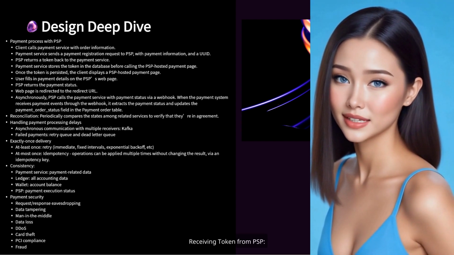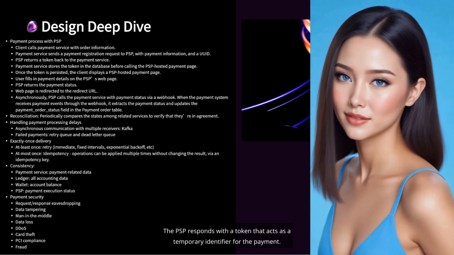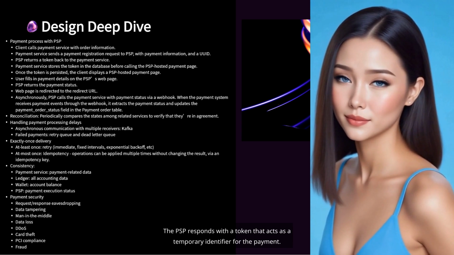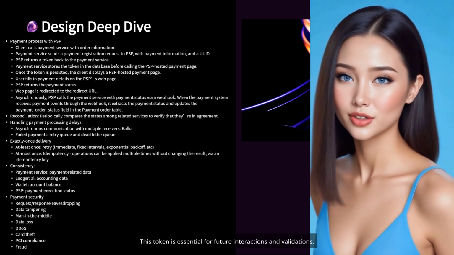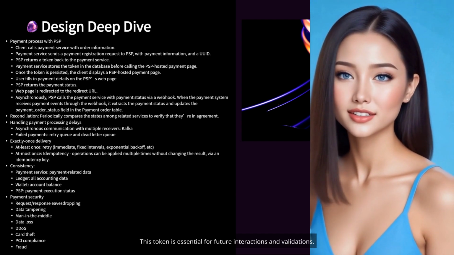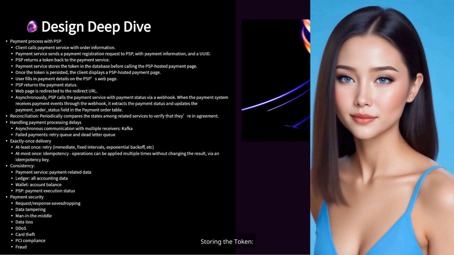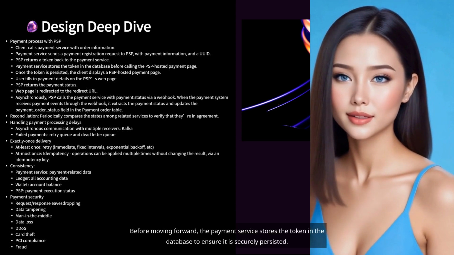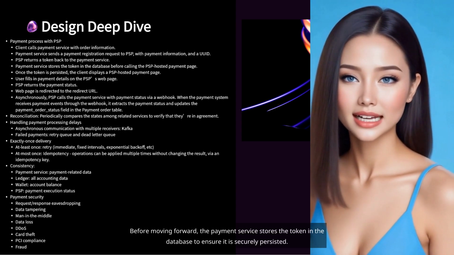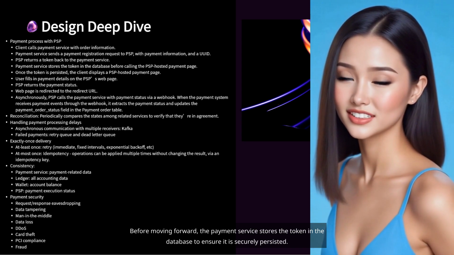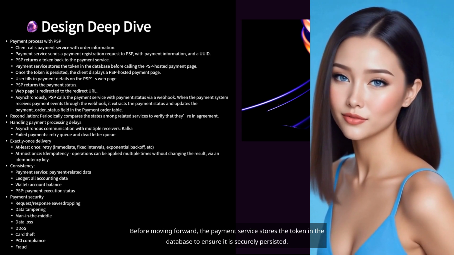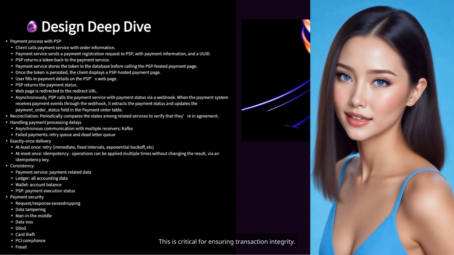Receiving token from PSP. The PSP responds with a token that acts as a temporary identifier for the payment. This token is essential for future interactions and validations. Storing the token. Before moving forward, the payment service stores the token in the database to ensure it is securely persisted. This is critical for ensuring transaction integrity.